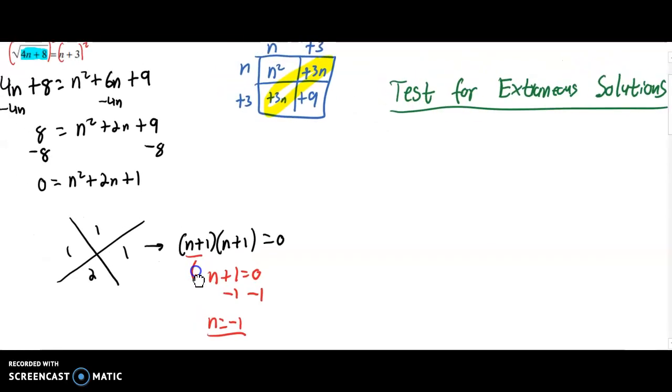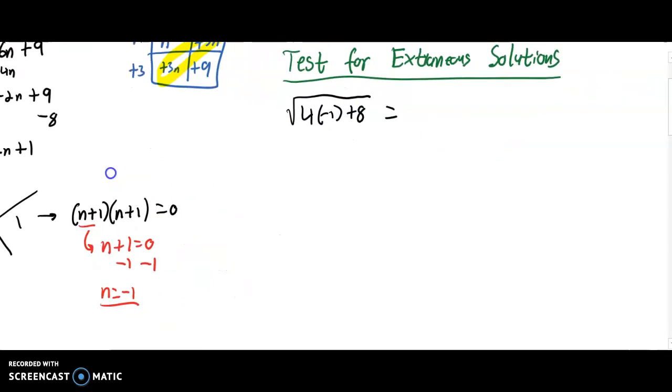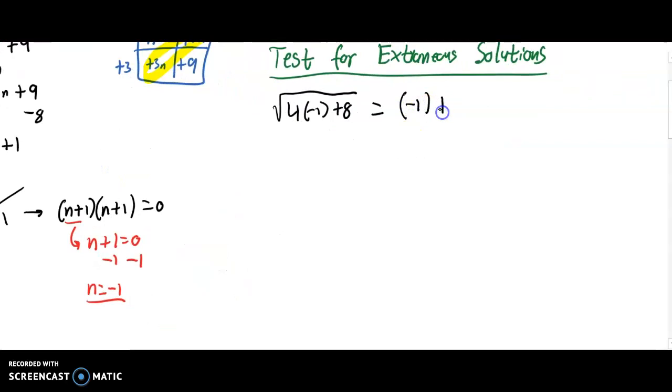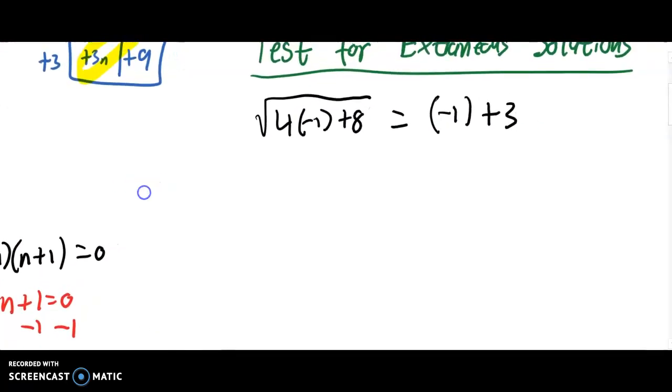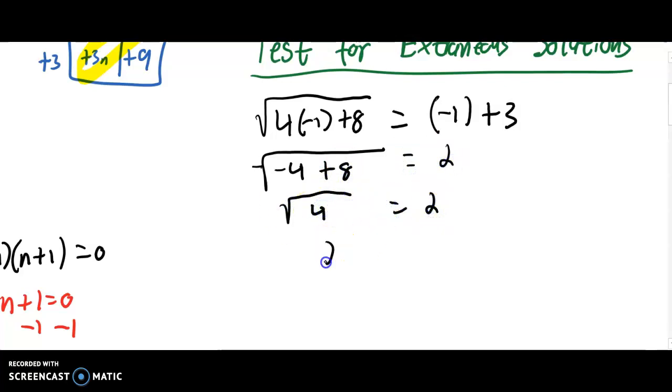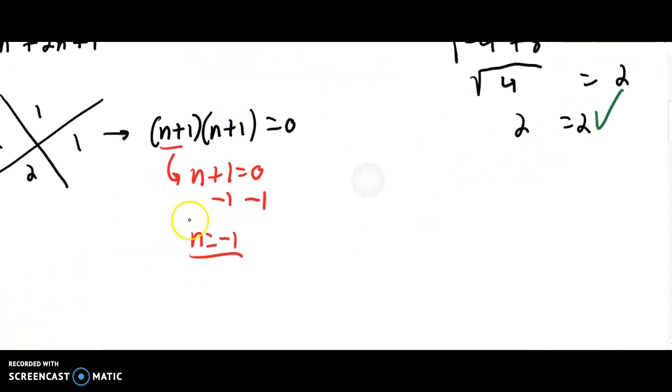Okay, so we're going to plug negative 1 back into our original problem. So I've got 4 times negative 1 plus 8 equals negative 1 plus 3. 4 times negative 1 is negative 4. Negative 1 plus 3 is 2. Negative 4 plus 8 is 4. Square root of 4 is 2, and 2 equals 2. Great, our solution works. There's no other solution to try, so we're done here.